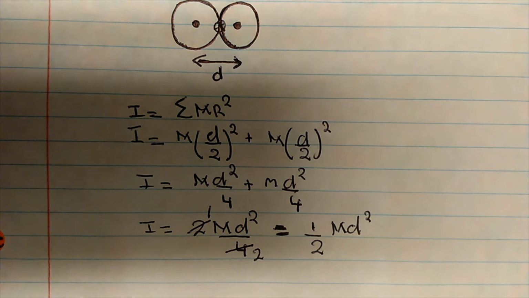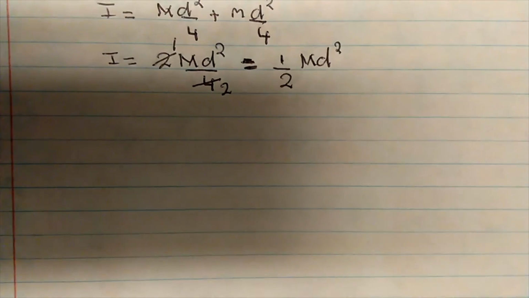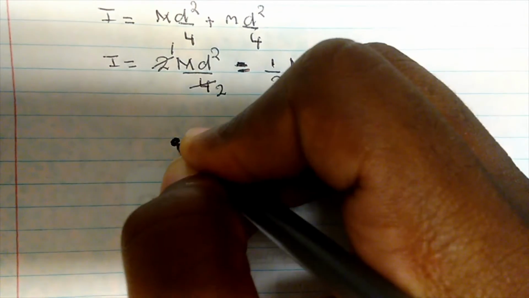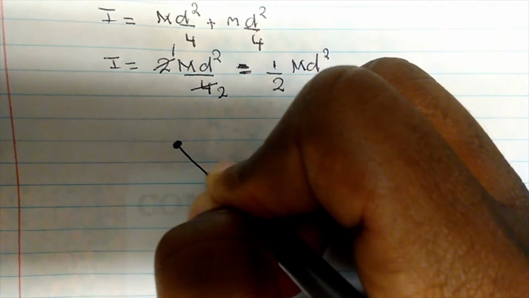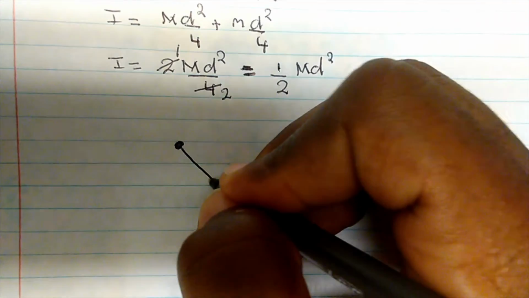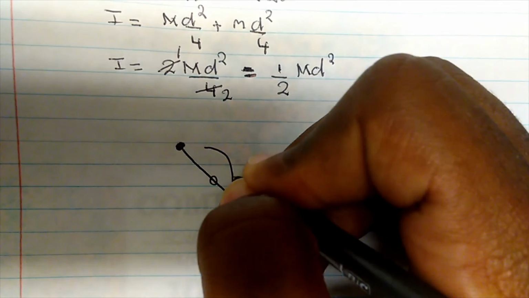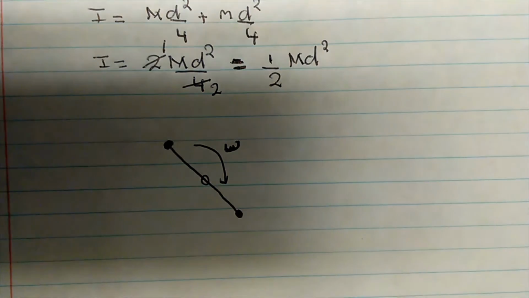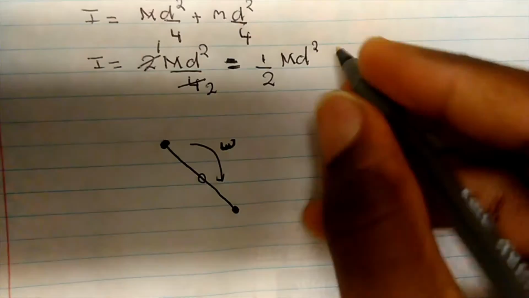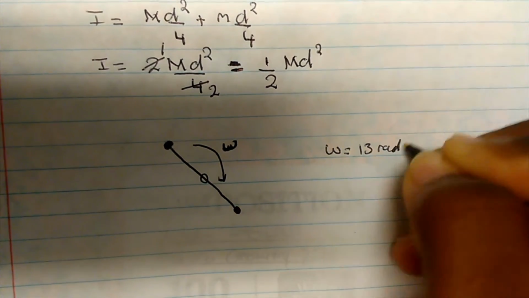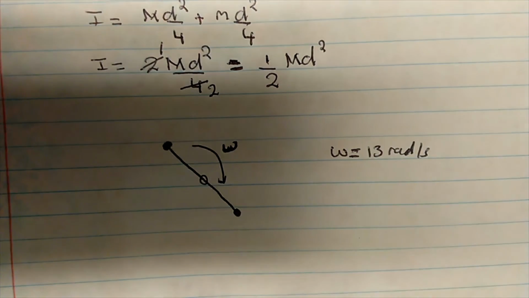Okay, so now let's look at one about a rod that's rotating. We're also going to find the rotational kinetic energy of this rod. So maybe we have a rod here. It has two balls attached. There's a rod, those are the two balls, and it has a center of mass, and it's rotating. So this is omega. So it's rotating about its center of mass. Now we're given omega to be 13 radians per second.